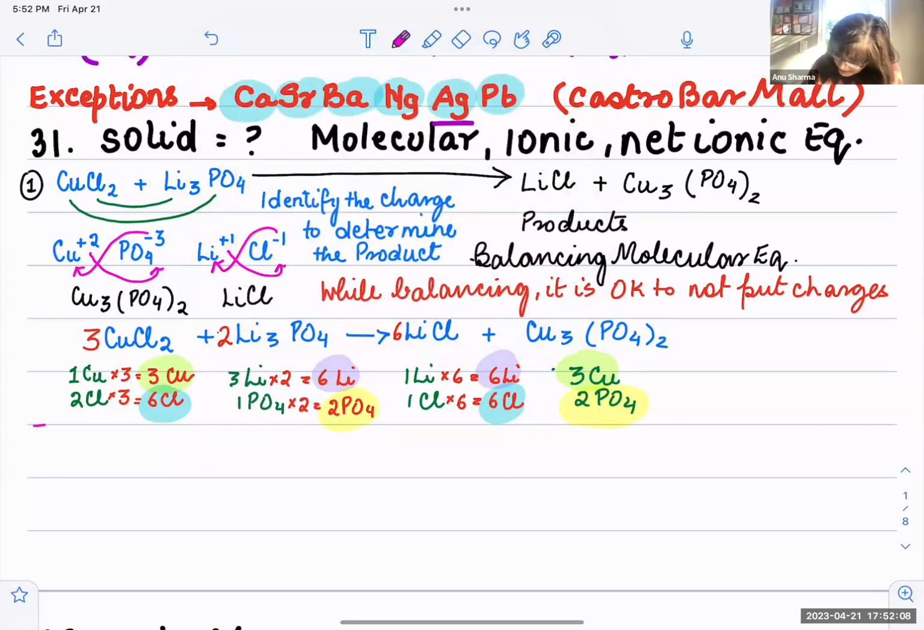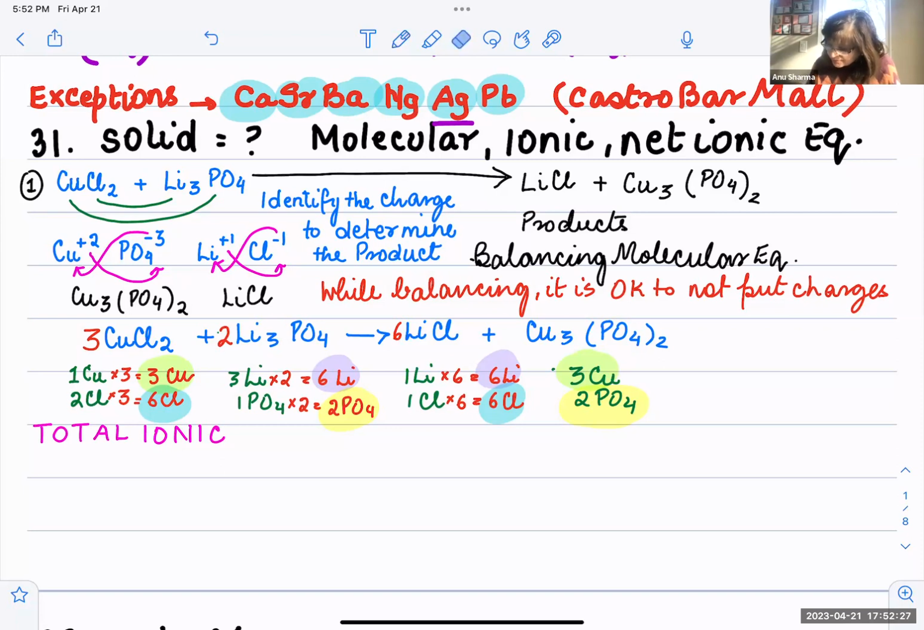Now we are going to write down the total ionic equation. For the total ionic equation, you just have to put the charges. Oh, something that I forgot before we do this is the solubility. So according to the solubility, right?